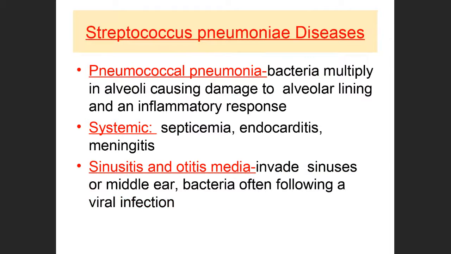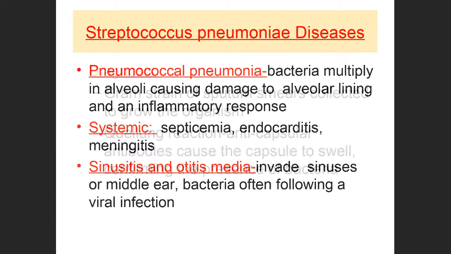Diseases caused by Streptococcus pneumoniae: pneumococcal pneumonia, septicemia, endocarditis. This is one of the causes of meningitis also. There are 3 common causes of meningitis: Neisseria meningitidis, Haemophilus influenzae, and Streptococcus pneumoniae. It's a common cause of sinusitis and otitis media.